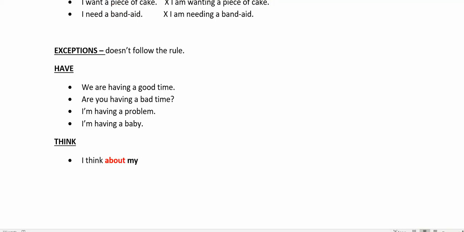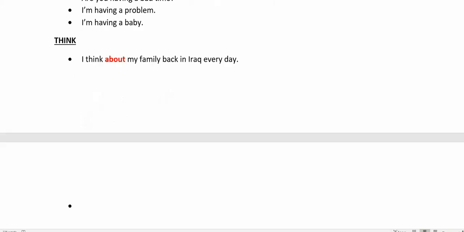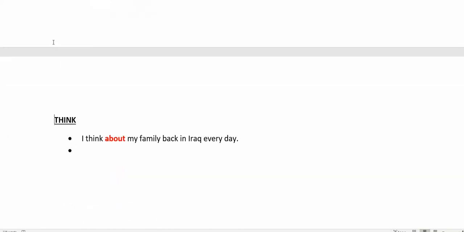My, oh, I don't want it bolded. I think about my family back in Iraq every day. You can say that. You can also say, let me get this all on one page. I am thinking about my family back in Iraq right now.